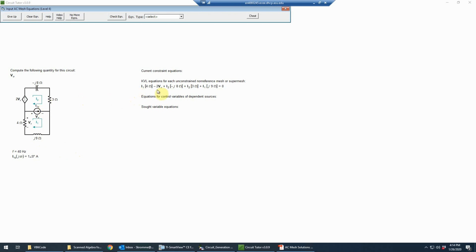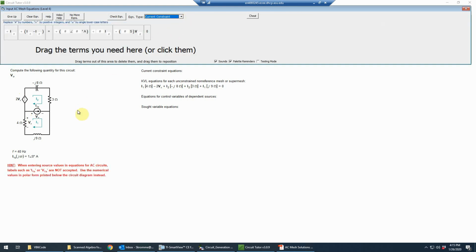Okay, so because it is a solutions problem, we are being given the KVL equation. In this case, there's just one for a single super mesh going around the outside of the circuit. And we don't need to write that, but we do need to come up with the current constraint equation for the one current source, as well as the equation for the control variable of the dependent voltage source, this voltage controlled voltage source here. And we also need a SOT variable equation for the voltage V0, which in this case is the voltage of the independent current source. So let's go ahead and do that.